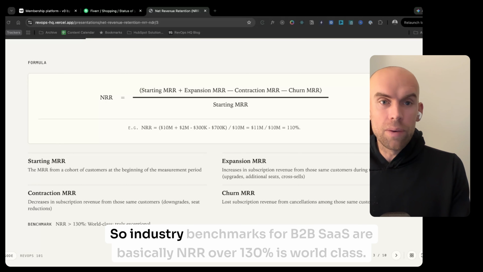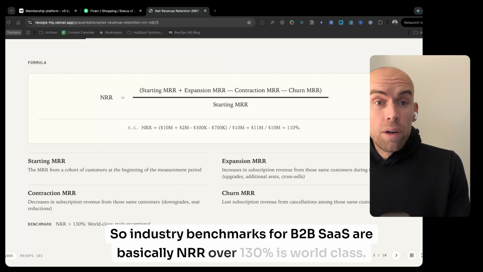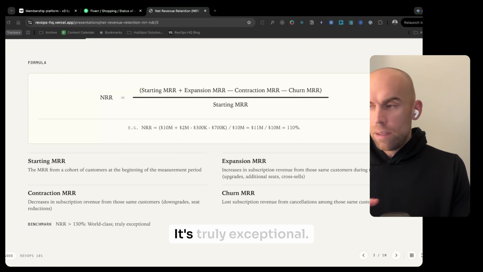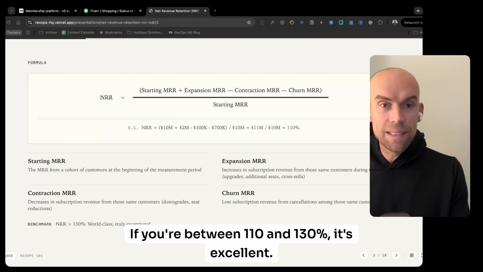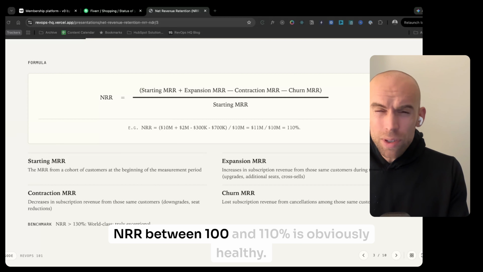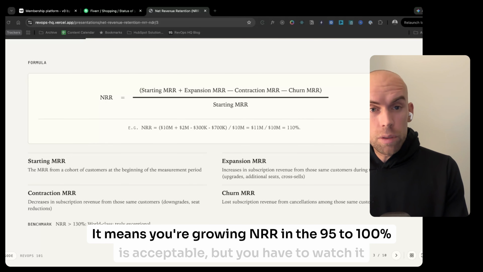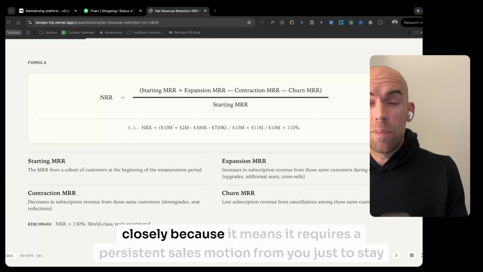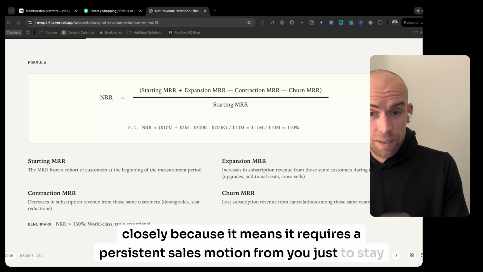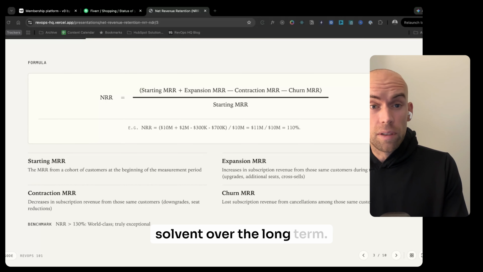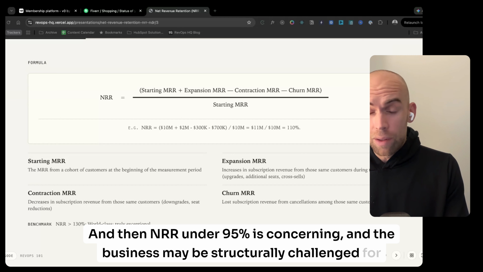So industry benchmarks for B2B SaaS are basically: NRR over 130% is world-class. It's truly exceptional. If you're between 110 and 130%, it's excellent. NRR between 100 and 110% is obviously healthy. It means you're growing. NRR in the 95 to 100% range is acceptable, but you have to watch it closely because it requires a persistent sales motion from you just to stay solvent over the long term. And then NRR under 95% is concerning, and the business may be structurally challenged for some reason.